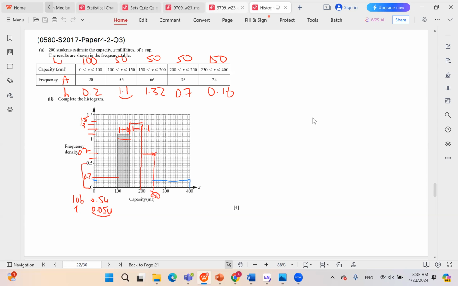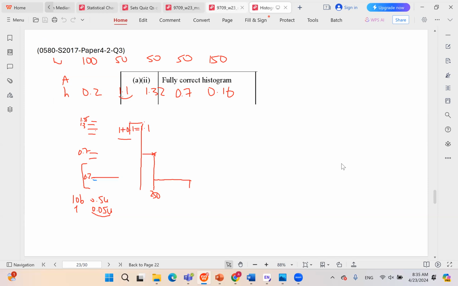Just let me redraw it more nicely. There it is. This is a nicer version than the blue one. And this concludes this problem. Again, they just tell us fully correct histogram.